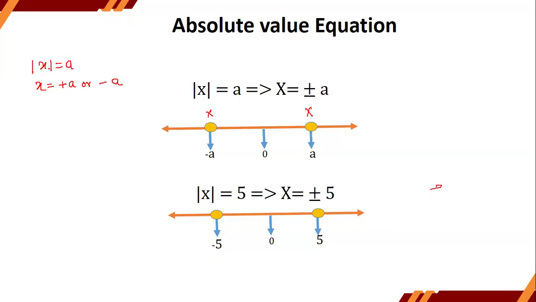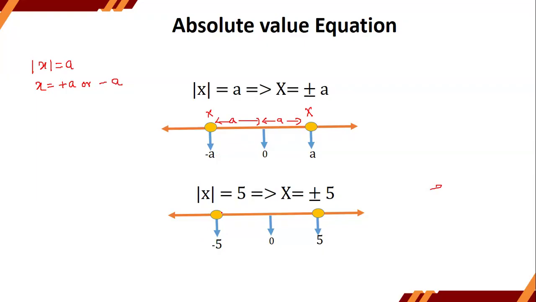And what is the distance of x from 0 on the number line? That is a units. Now, as this distance is on both the left-hand side of 0 and the right-hand side of 0, that's the reason we have x is equal to plus or minus a.